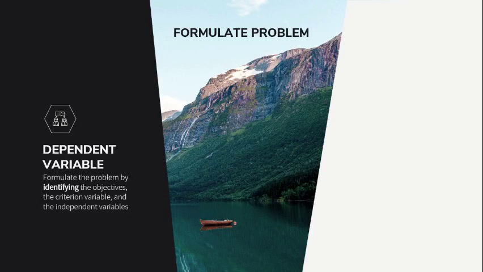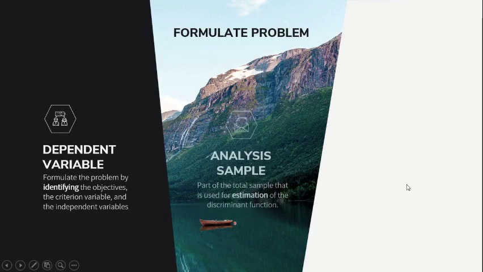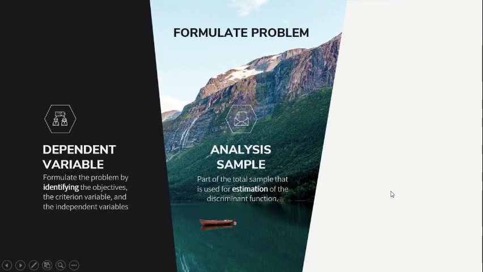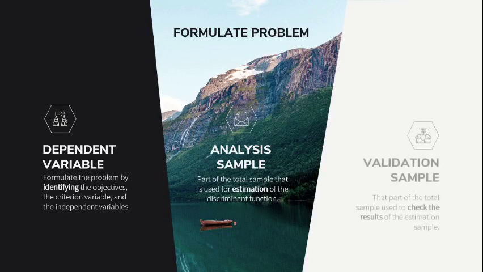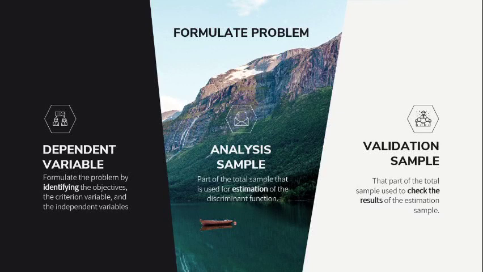So the next step is to divide the sample into two parts. One part of the sample, called the estimation or analysis sample, is used for estimation of the discriminant function, and the other part, or validation sample, is reserved for validating and checking the result of the estimation sample.